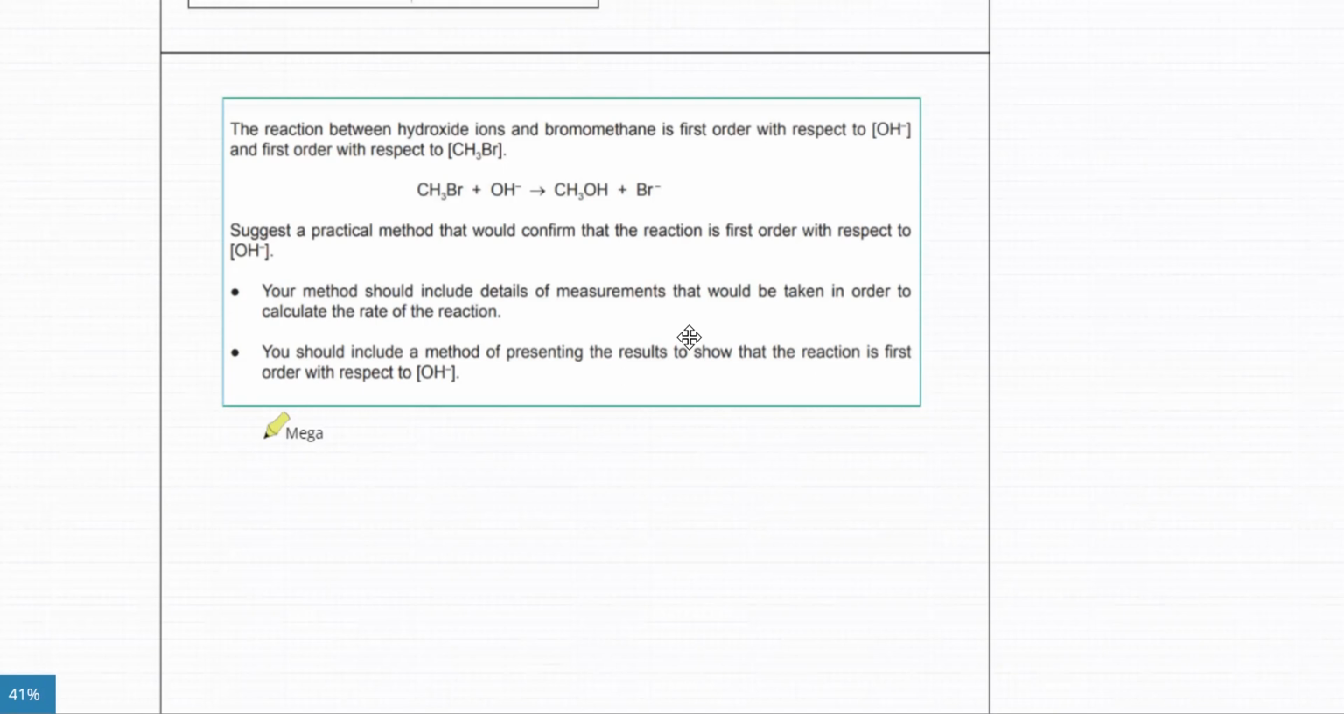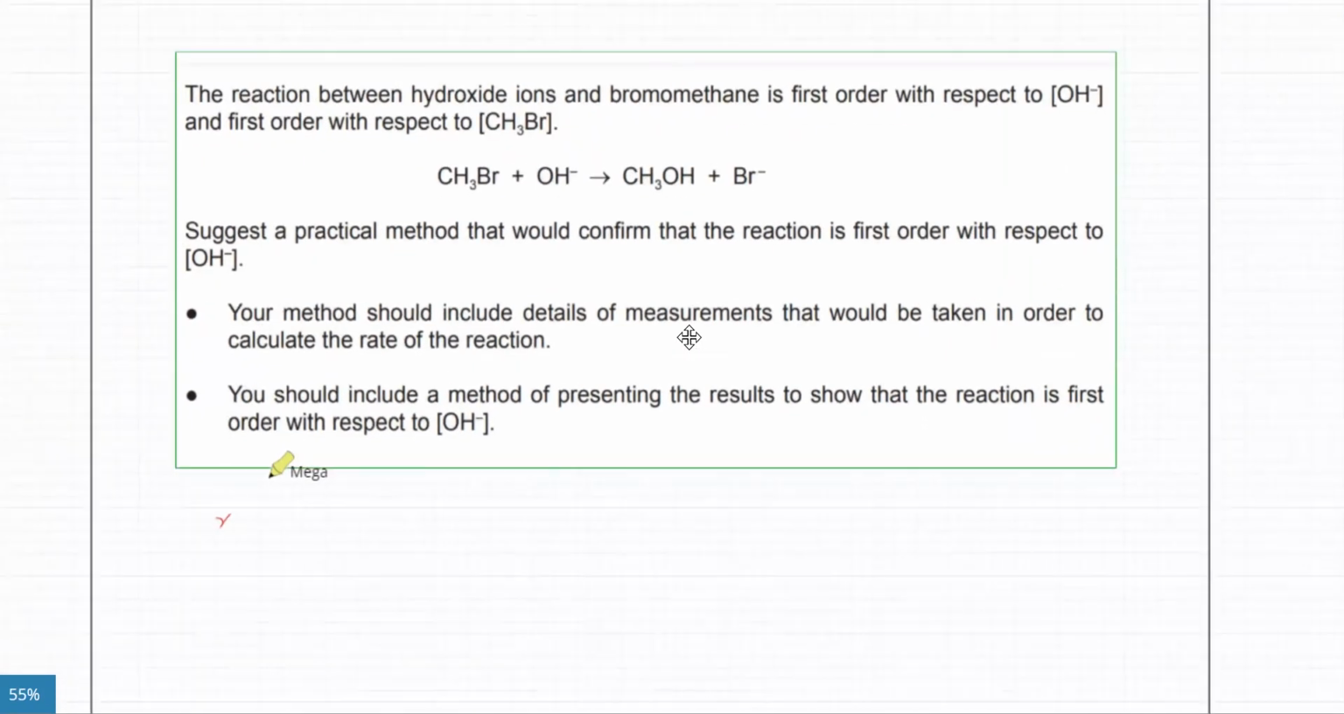So you're basically trying to figure out how the rate would change when the concentration of OH ions varies, and you're trying to figure out the order a over here. This is what you want to figure out. So your method should be a practical method, and you have to figure out whether it's first order with respect to OH ion, and your method should include details of measurements that would be taken in order to calculate the rate of the reaction.